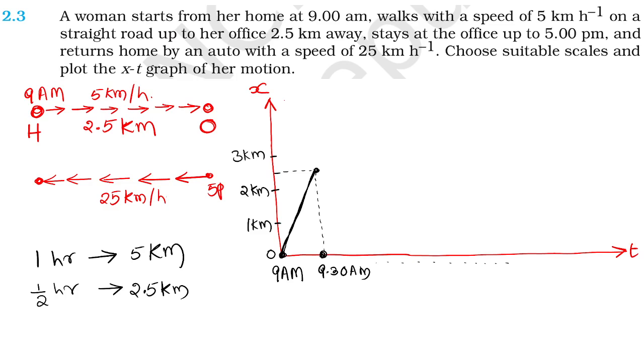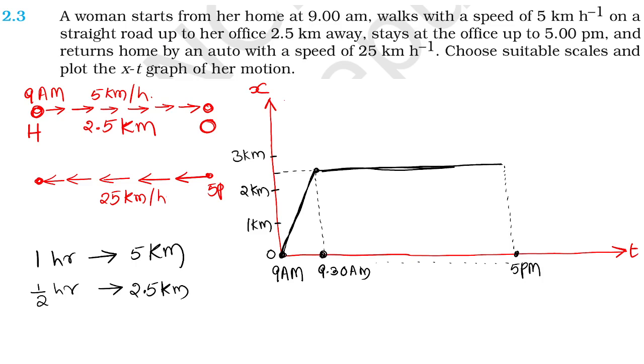Here she leaves the office at 5 p.m., right? You may leave some space here, no problem. She is sitting at the office till 5 p.m., which means she is not moving. Sitting at the office means she is not traveling. Between 9:30 and 5 p.m. her position is fixed. She is still 2.5 kilometer away from her home. Till 5 p.m. her position is fixed. She is not moving, sitting in the chair.